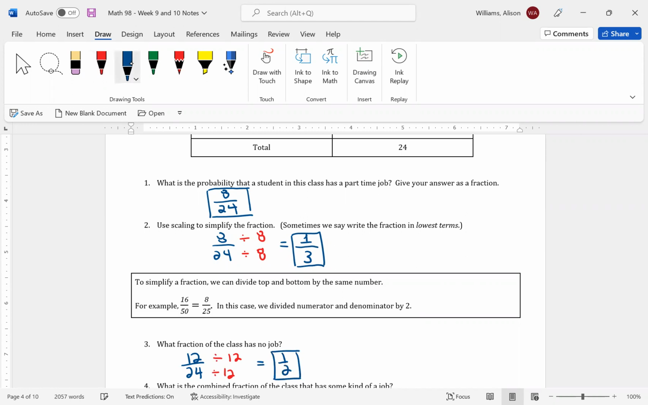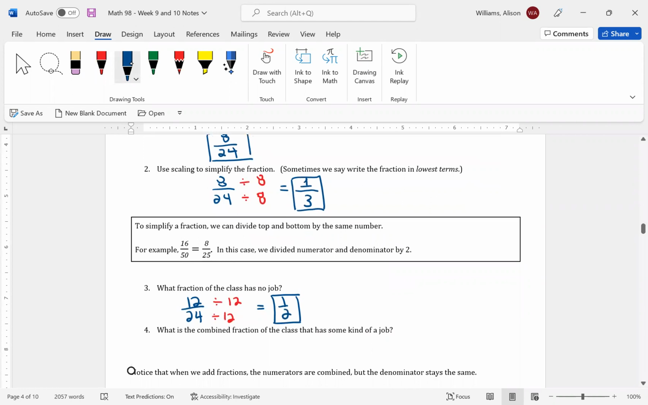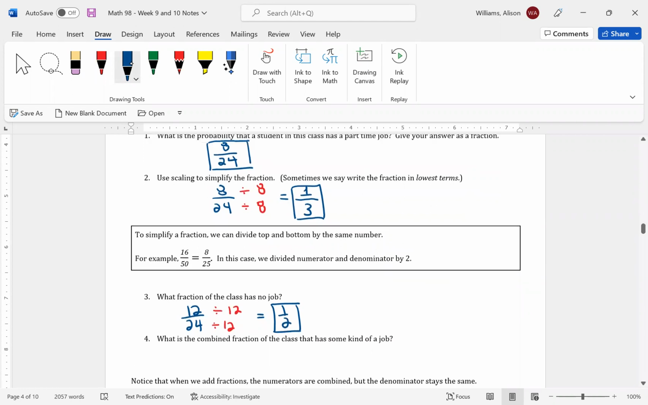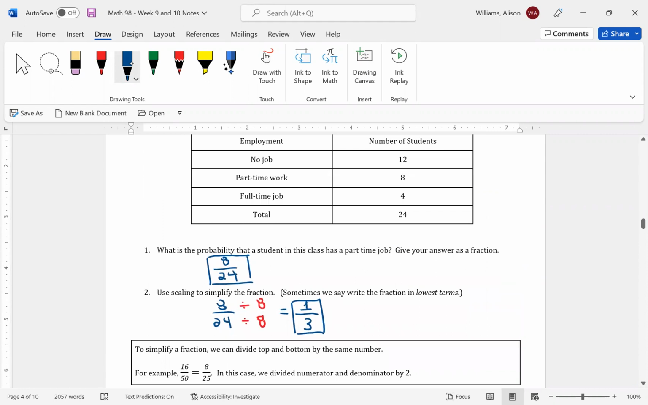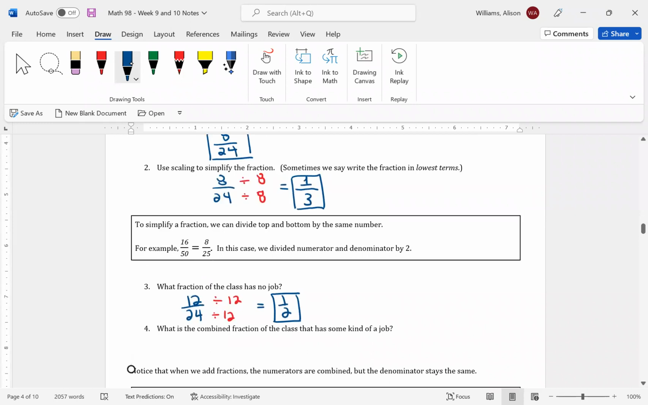All right. So what is the combined fraction of the class that has some kind of job? So some kind of job would qualify as either part-time or full-time. So in this case, if I took the part-time and the full-time, that would be 8 students plus another 4 students, or 12 students total. So 8 plus 4 equals 12 out of 24, which we can reduce just like we did in the previous ones, actually the same number, and we'll get 1/2. So half the class has a job, half the class does not.